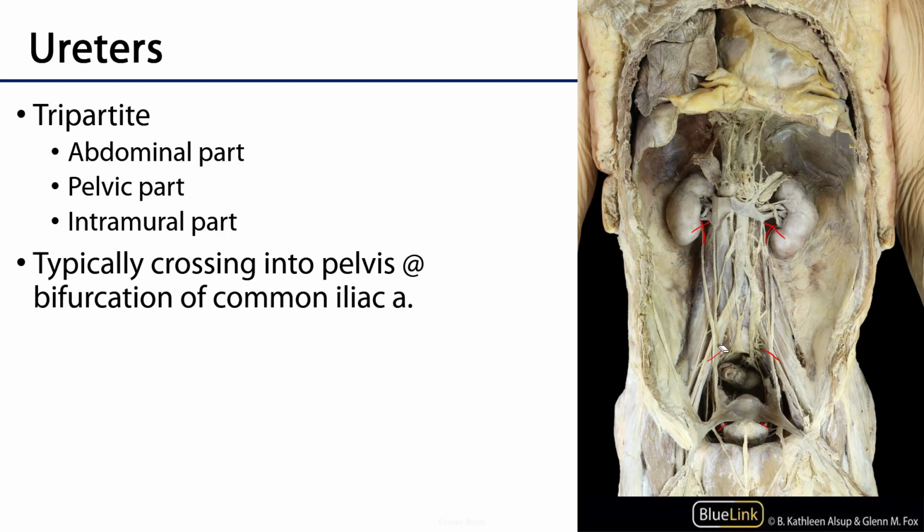Now, where the ureters cross into the pelvis, where they transition from the abdominal parts to the pelvic parts, is just at the bifurcation of the external iliac artery from the internal iliac artery. So you can look for the ureters in that approximate location.